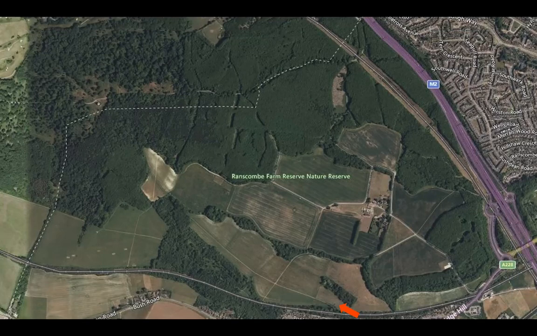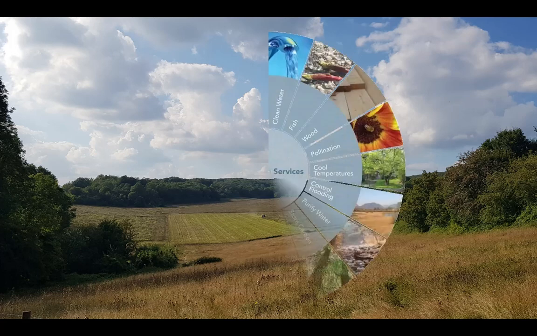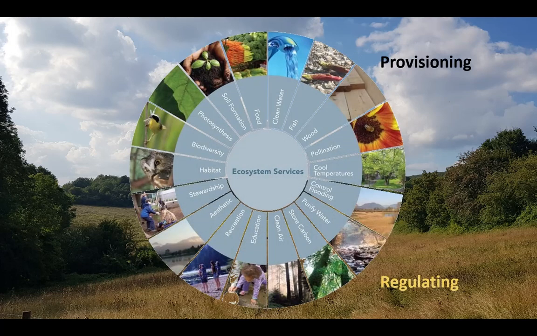So, thinking of our landscape, this is Ranscombe Farm down in Kent. It's just on the North Downs, very beautiful area just to the southeast of London. The red arrow on the map there at the bottom shows where the photo is taken from here. So when we're thinking about this landscape, what are we thinking is going on in here? Well, this landscape provides a range of different provisioning, regulating, cultural and supporting ecosystem services.